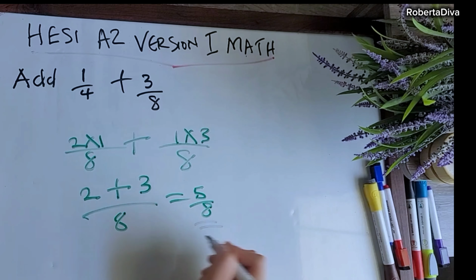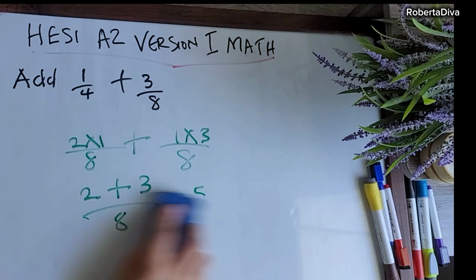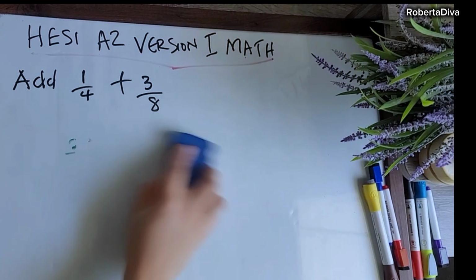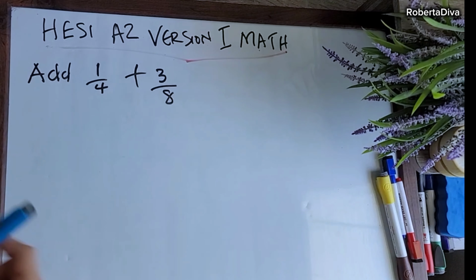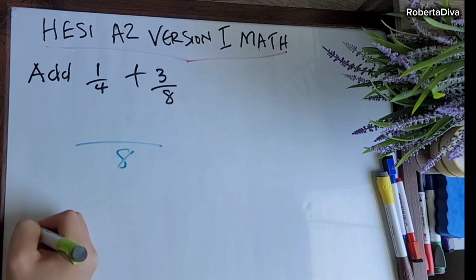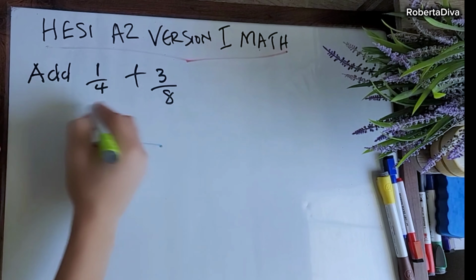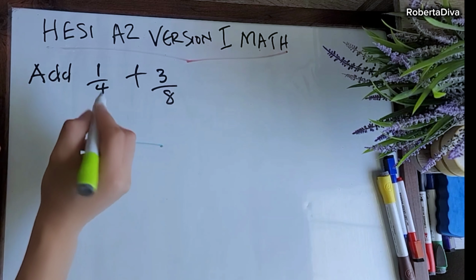Is it a little tricky? Okay, let's solve it this way. First, look at the lowest common factor of 4 and 8. What can divide 4 and also divide 8? That's 8, right? It's the lowest of them all. So you put down the 8.